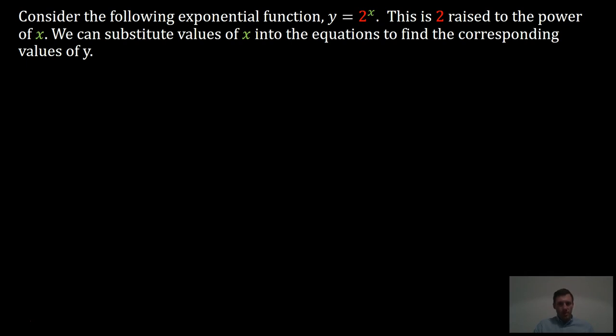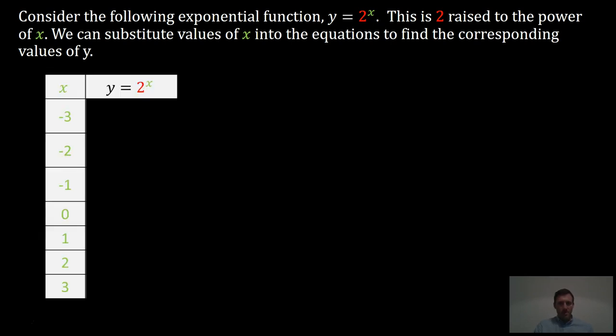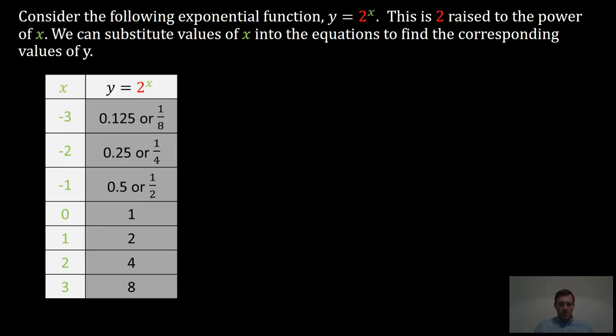This is 2 raised to the power of x. We can substitute values of x into the equation to find the corresponding values for y. We start with the x values between -3 and 3. We substitute them into the equation to find the corresponding y values. 2 to the power of -3 is 0.125 or 1/8. 2 to the power of 0 is 1. 2 to the power of 2 is 4, and so on. Notice that when x equals 0, y equals 1.